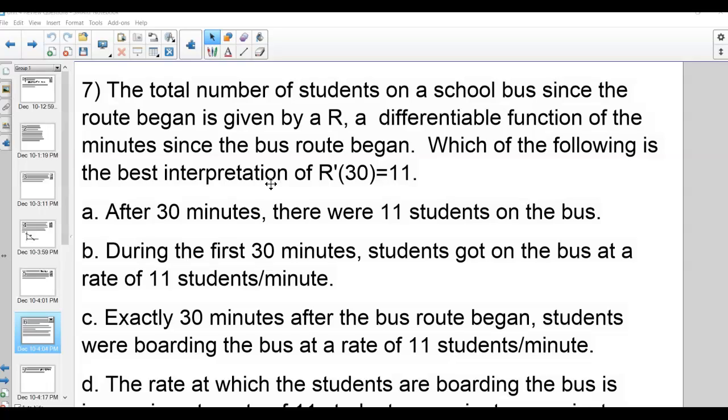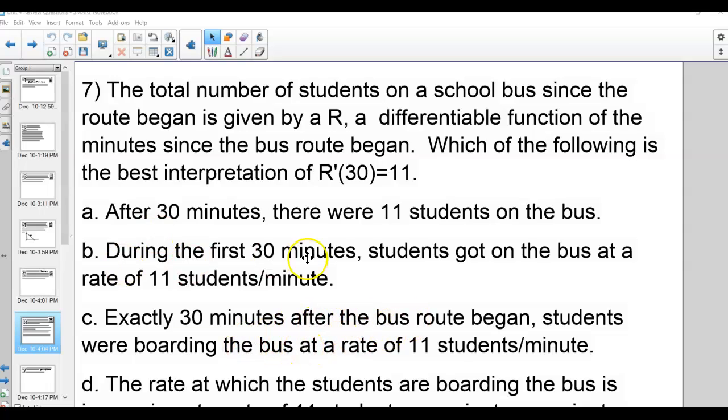So we first need to think about what R stands for, and it's the total number of students on the school bus. So R prime is the rate at which the students get on the bus. So we're looking at 30 as our time. So exactly 30 minutes after the bus route began.